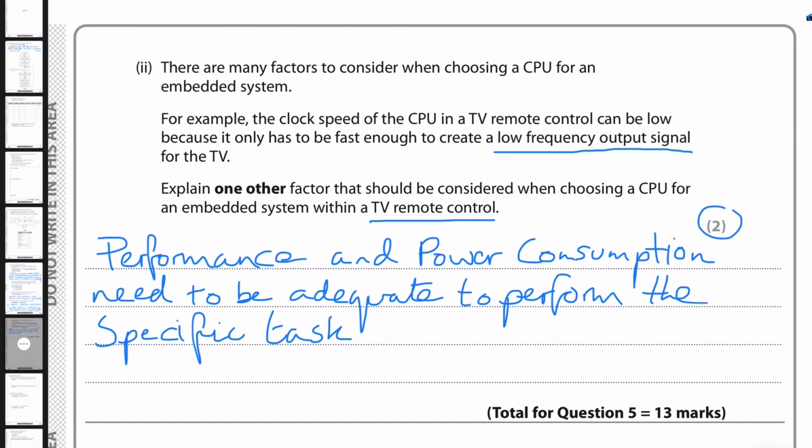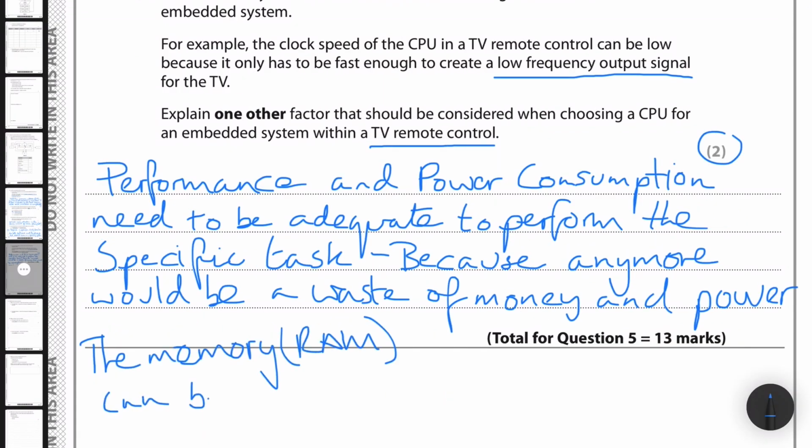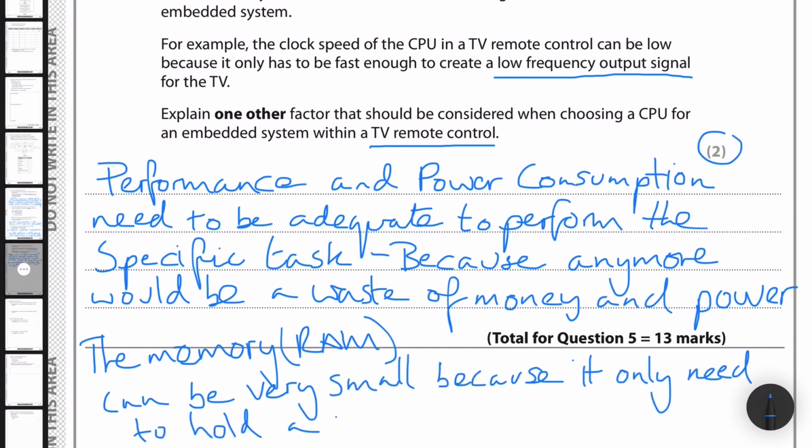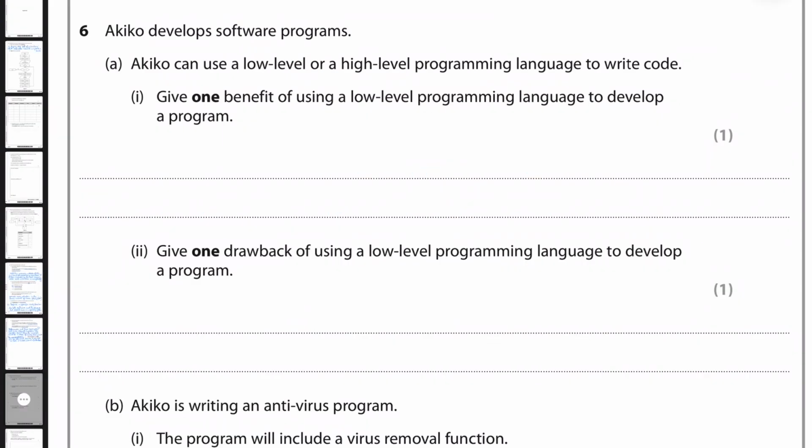But then because it's 2 marks, we need to say why. Because any more would be a waste of money and power. That would get you 2 marks. We could also say something like the memory, the RAM, can be very small because it only needs to hold a limited amount of instructions. So any of those, and this one's from the mark scheme, but it is talking about the CPU. Okay, and then we move on to question 6.